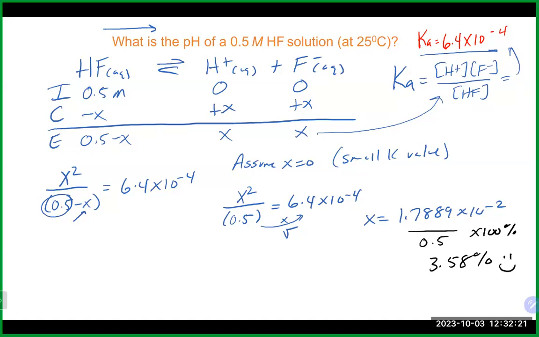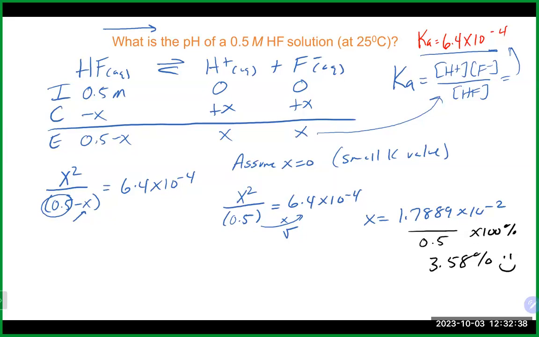Now, if I did this and it was over 5%, what would it mean? I need to go back in and solve it, probably with the quadratic. So again, if it's over 5%, you got to go back and solve it some other way. If it's less than, you put a happy face and continue on with your life.